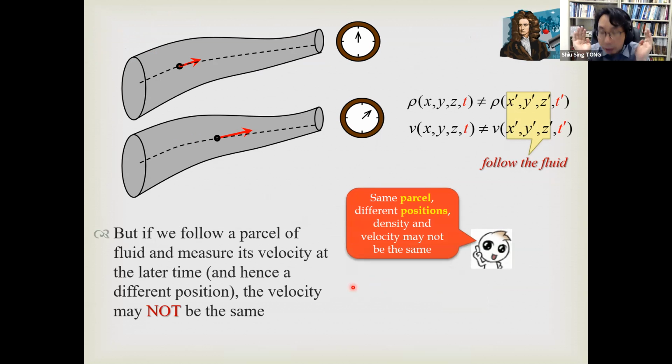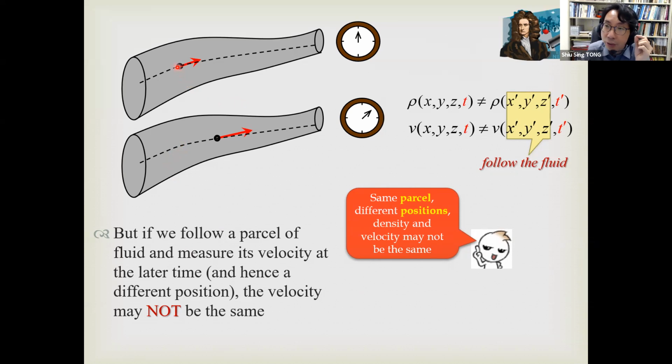Now, but imagine, since the fluid is moving all the time, right? The fluid is in motion. Instead of keeping my location fixed, I can follow a puddle of fluid. Suppose I'm a small particle, okay? And the fluid just carries me forward along the stream. So I now follow the flow of the fluid.